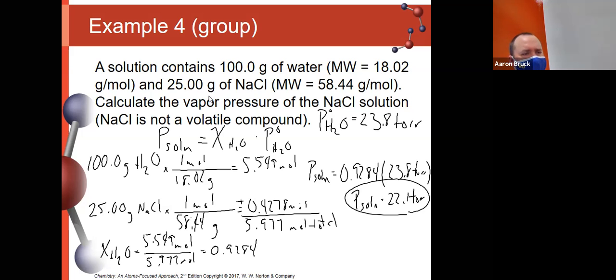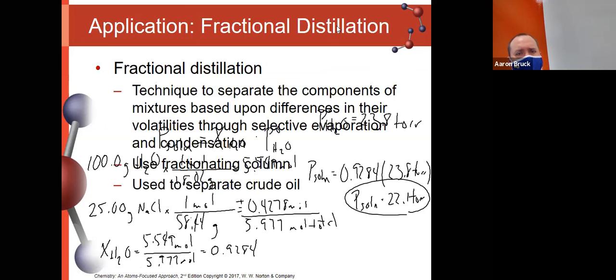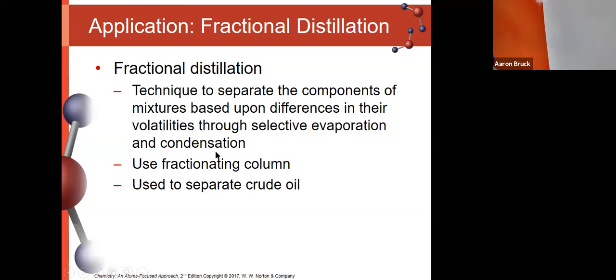All right, let's talk about it a little bit then. Let's talk about how we can use this. So Raoult's law has a couple of different applications. One of them is something we call fractional distillation. With fractional distillation, we're using differences in boiling points to help separate components of a solution from each other.